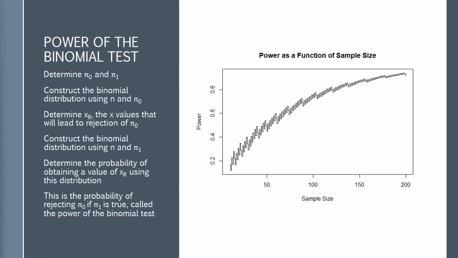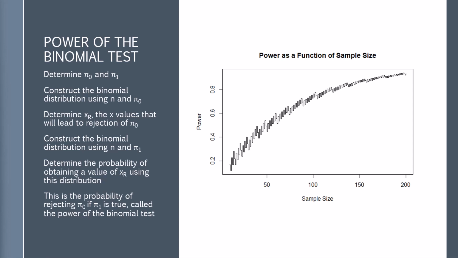We then construct another binomial distribution, this time using n, our sample size, and the specific alternative hypothesis, and determine the probability of falling in the same critical region that we just calculated using the null hypothesis. That is, we don't calculate a new rejection region, but use the rejection region from the null hypothesis and see what is the probability we would be in that rejection region if the alternative is true.